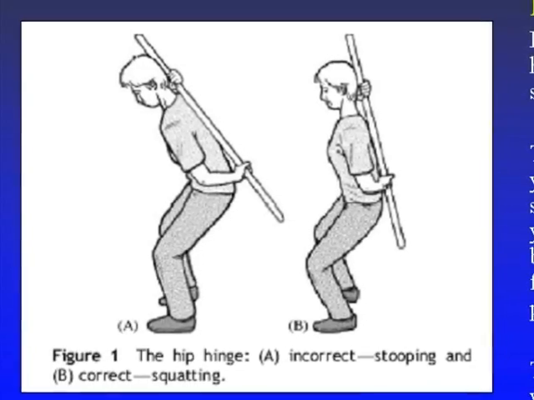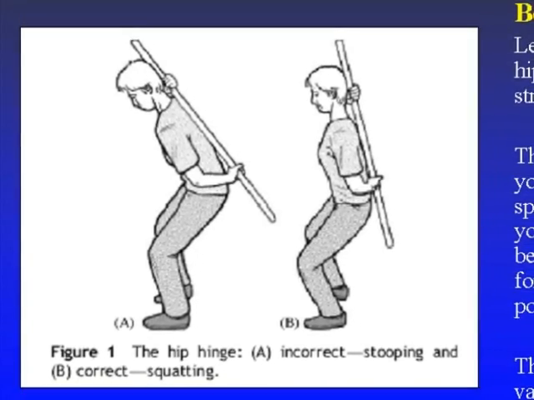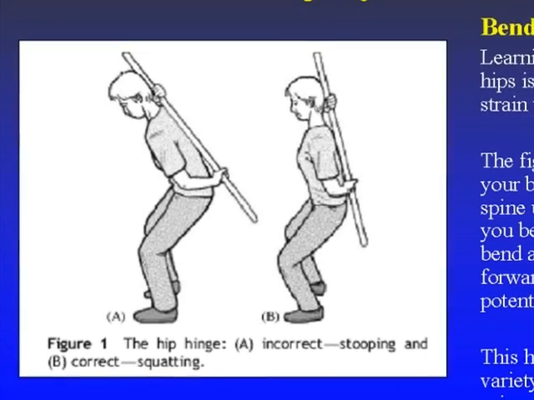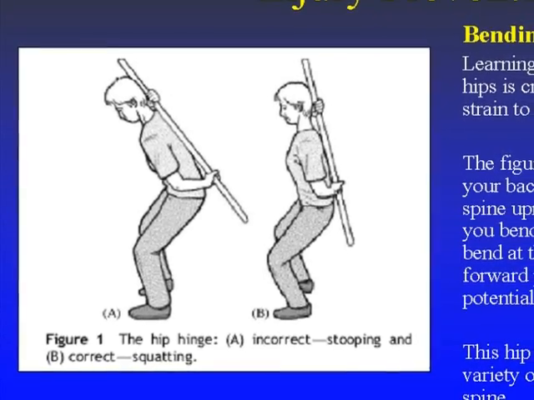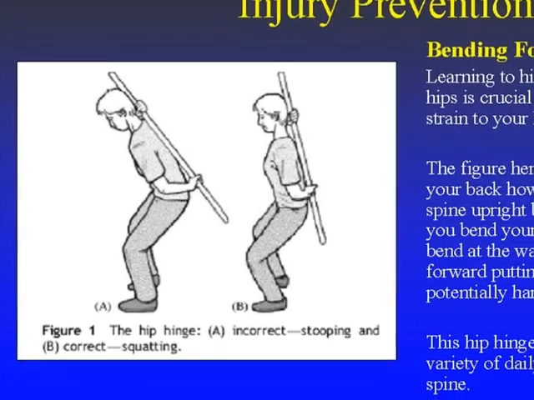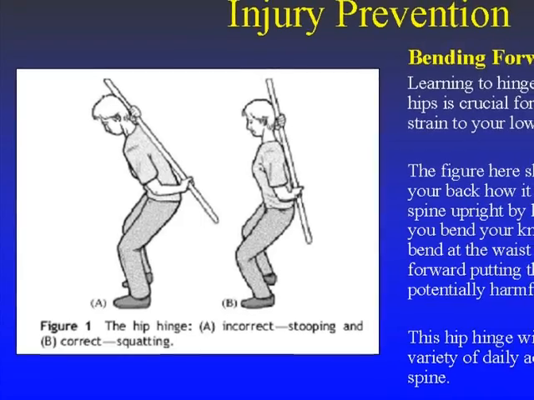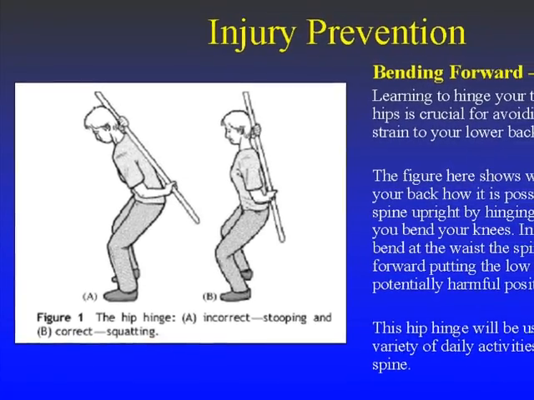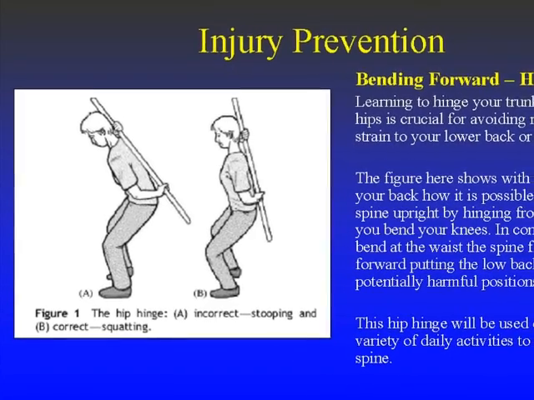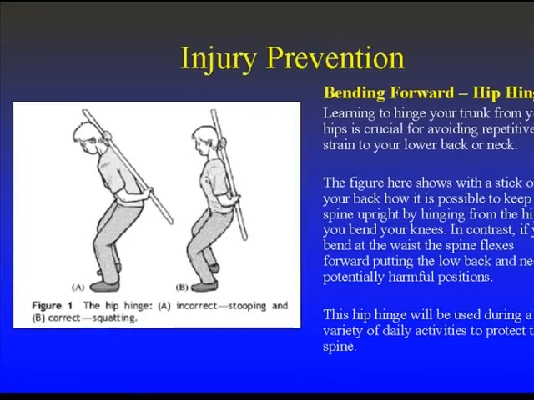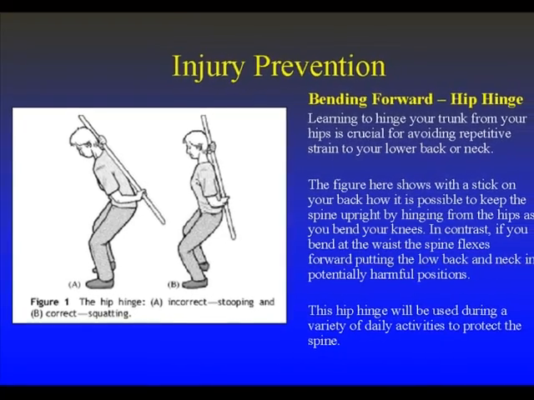The hip hinge. Very important. This is a good way to practice the hip hinge movement. Get a mop or a broomstick and hold it as pictured. Hold it as you see in the picture and bend forward using your hips and knees. The stick will assure that you keep your head and back in the correct position, which will put you at a much lower risk of hurting yourself. We'll use this movement for a wide variety of daily activities.